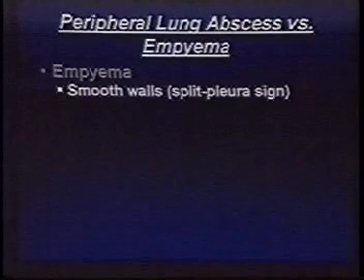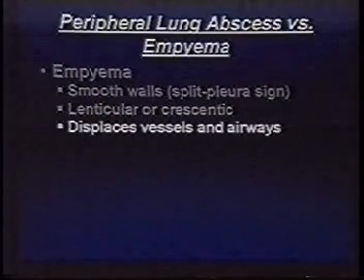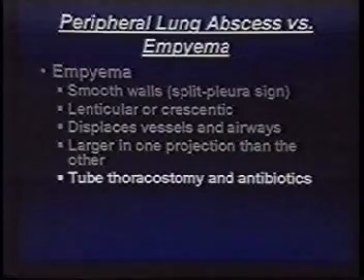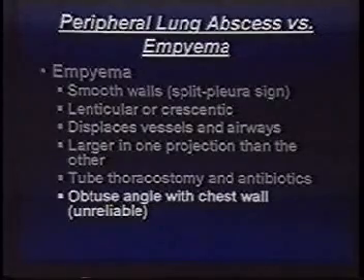Empyemas, in contrast, have smooth walls, as in the split pleura sign, can be lenticular or crescentic in shape, displace vessels and airways, are ovoid and therefore larger in one projection than the other on chest radiographs, and are treated with tube thoracostomy in addition to antimicrobial therapy. These tend to make an obtuse angle with the chest wall, although this is also an inconsistent finding.